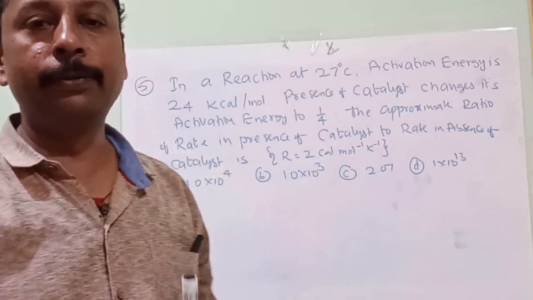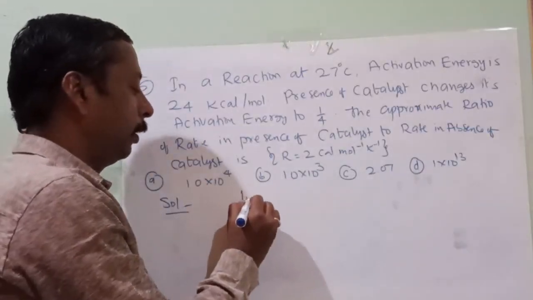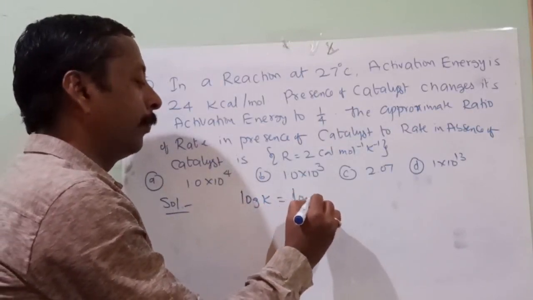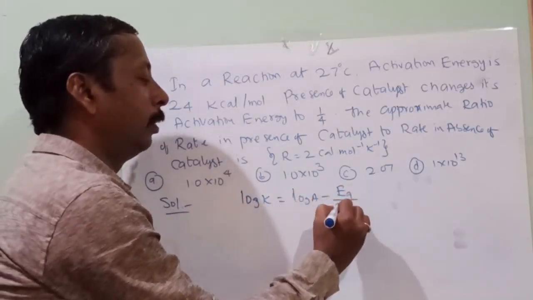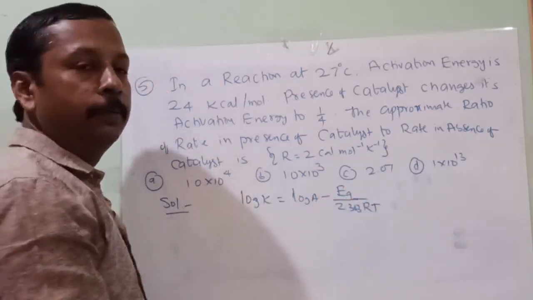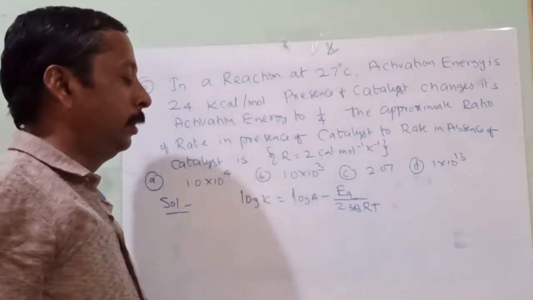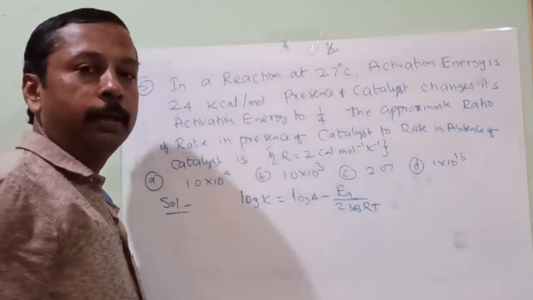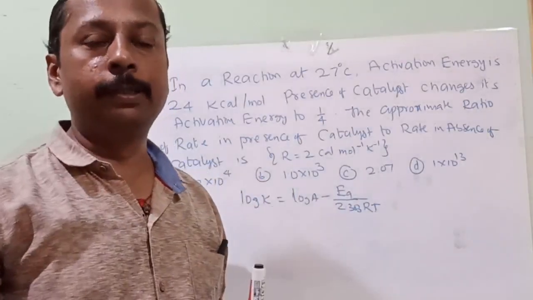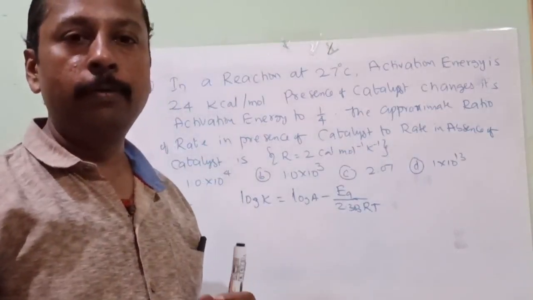Now I am explaining. See here. Normally what we have is log K is equal to log A minus EA upon 2.303 RT. But is this equation suitable for us? No. Why? Two activation energies are there, so two rate constants are required, but as of now we don't have any formula with two activation energies and two rate constants. For that, you have to modify.